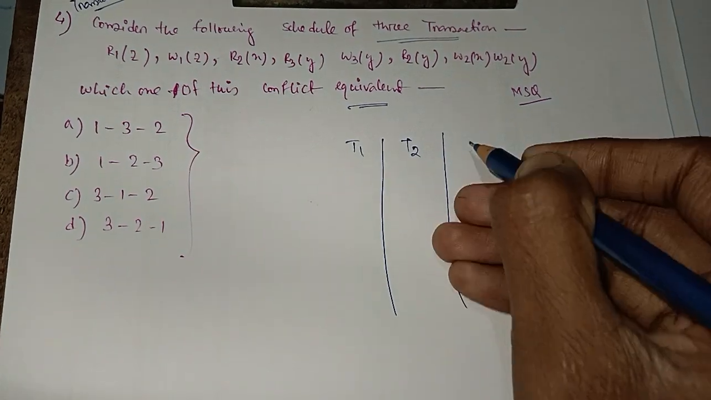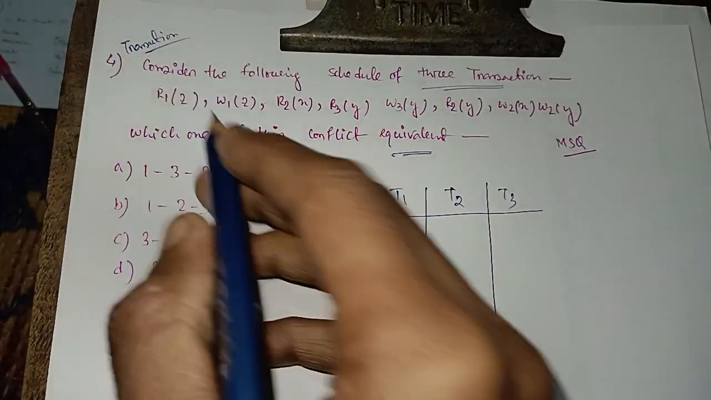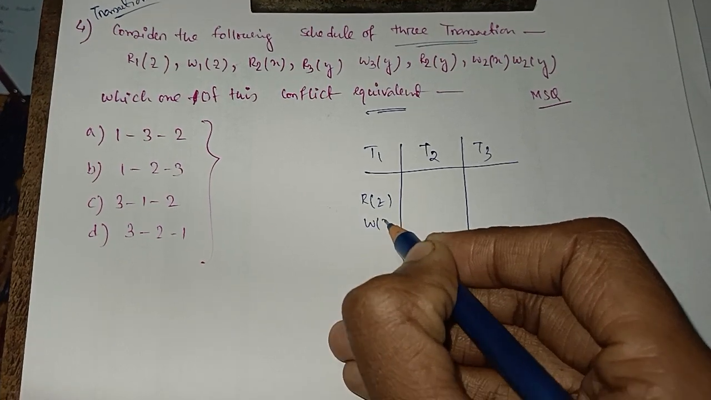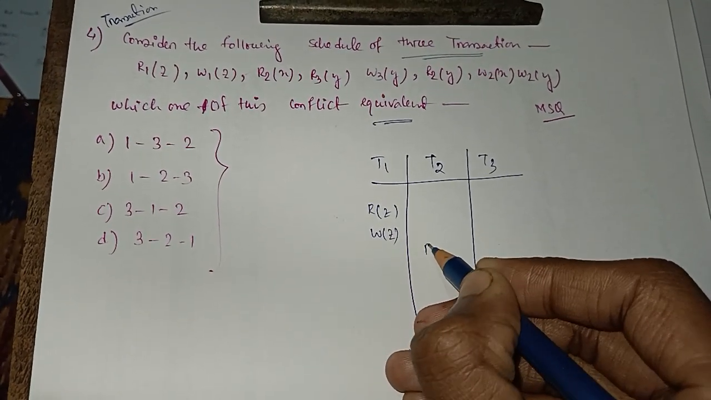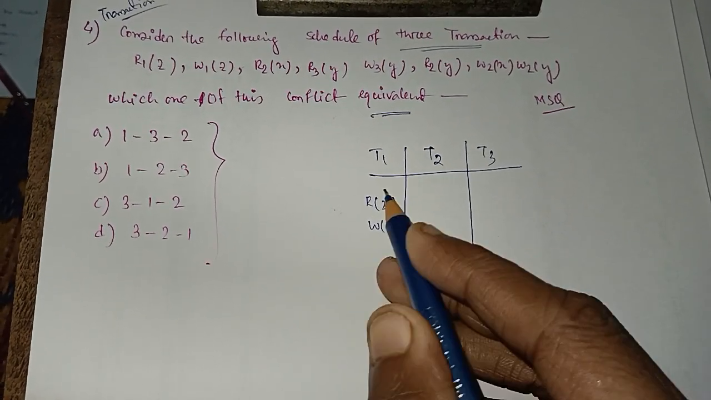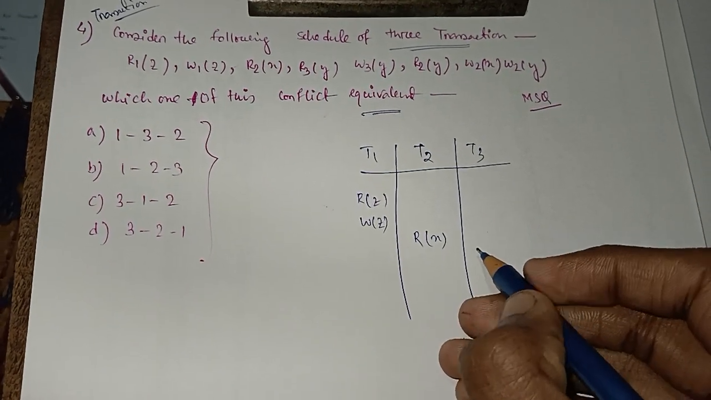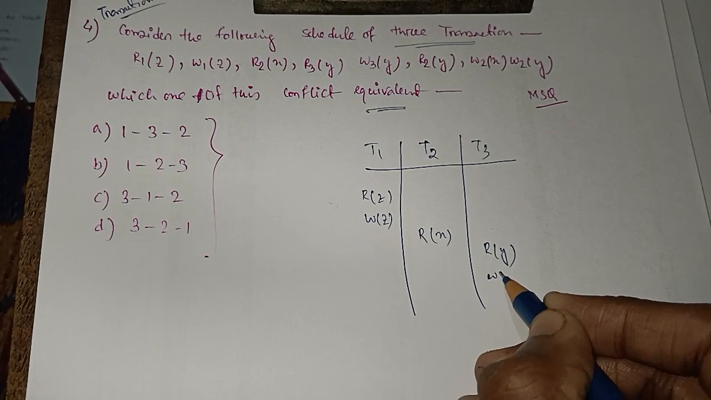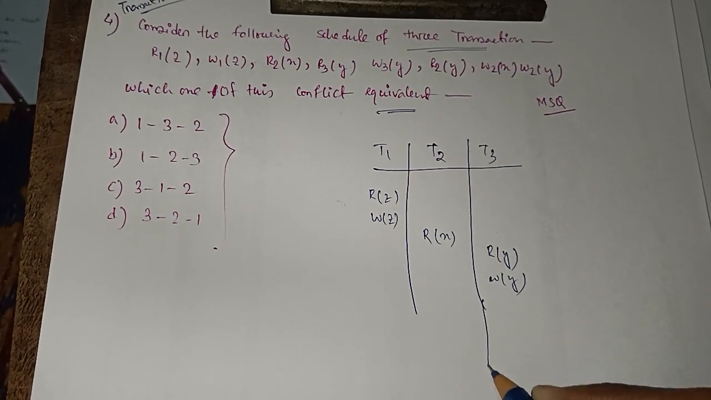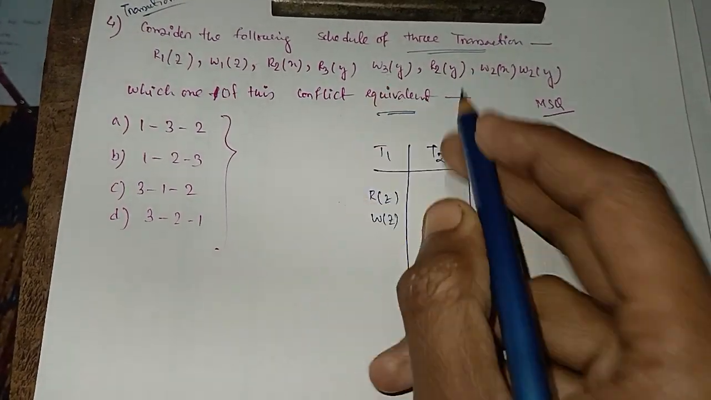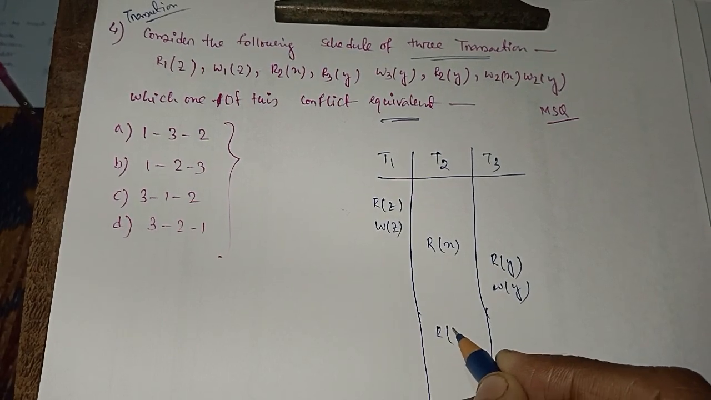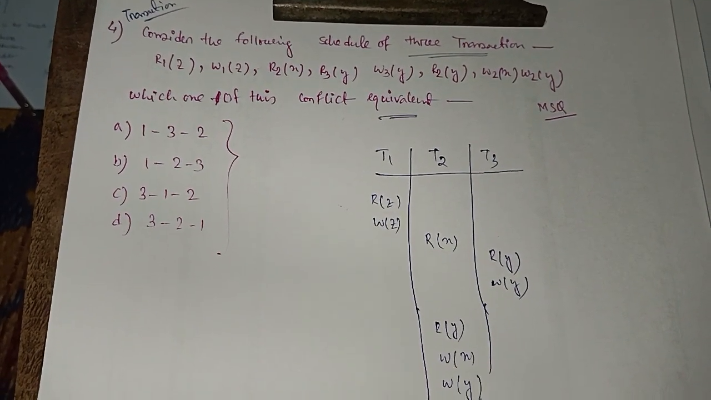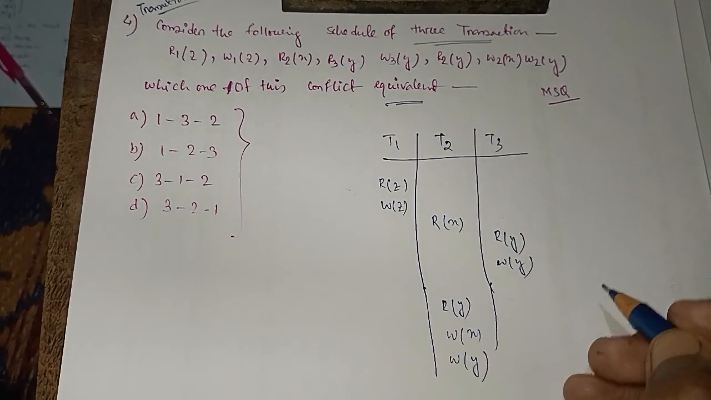So T1, T2, and T3. R1Z, W1Z, R1X, R2X, R3Y, W3 of Y. Then we get R2 of Y, W2 of X, W2 of Y. So we have to find out.